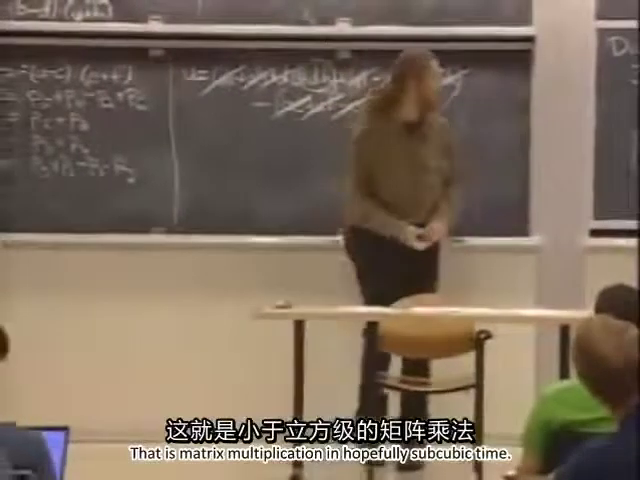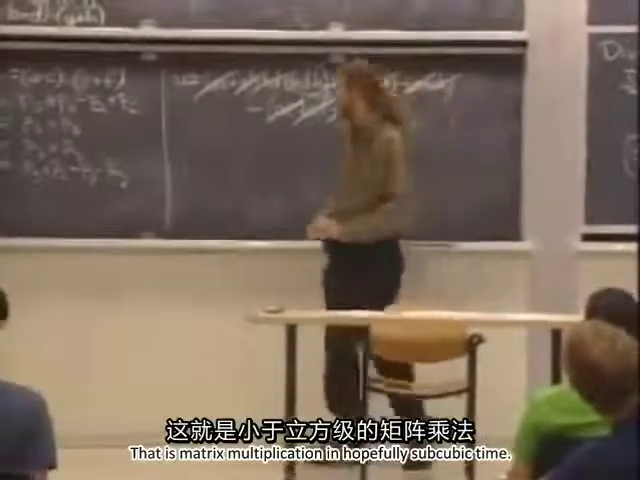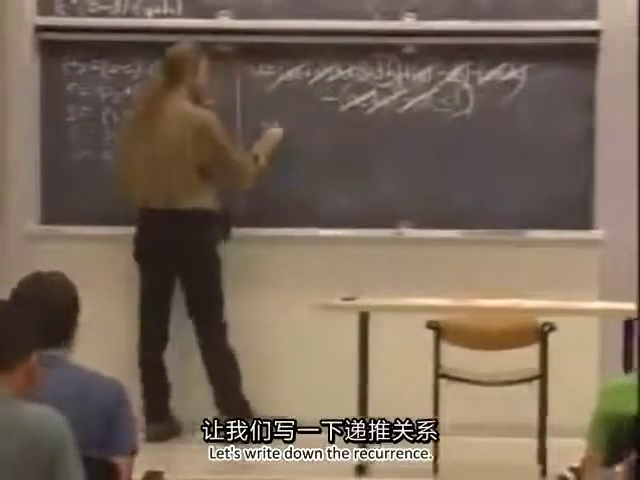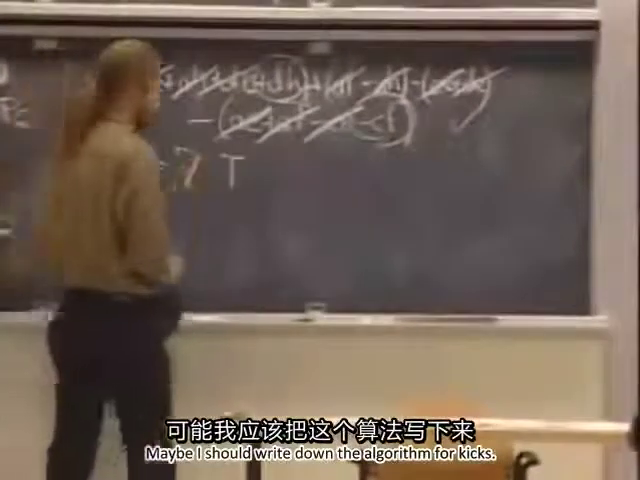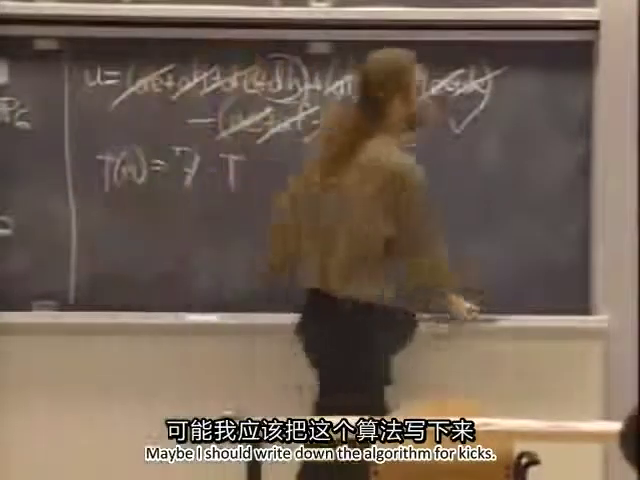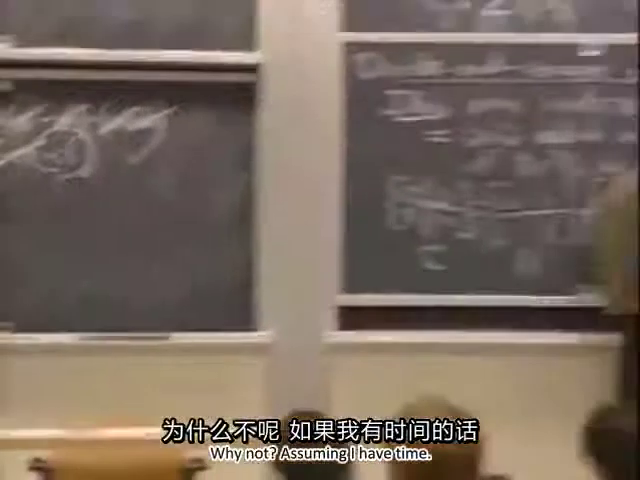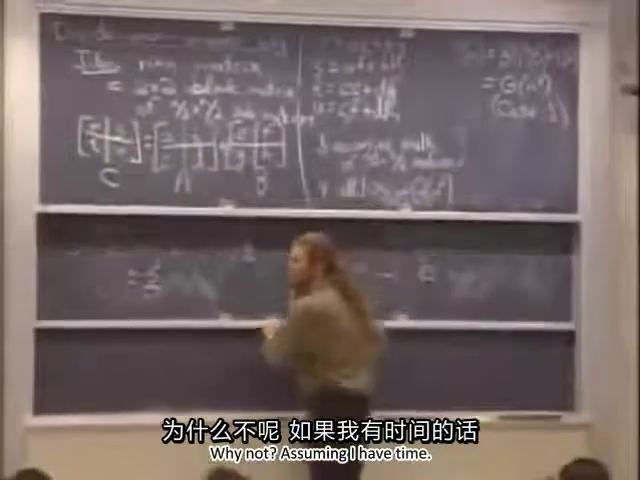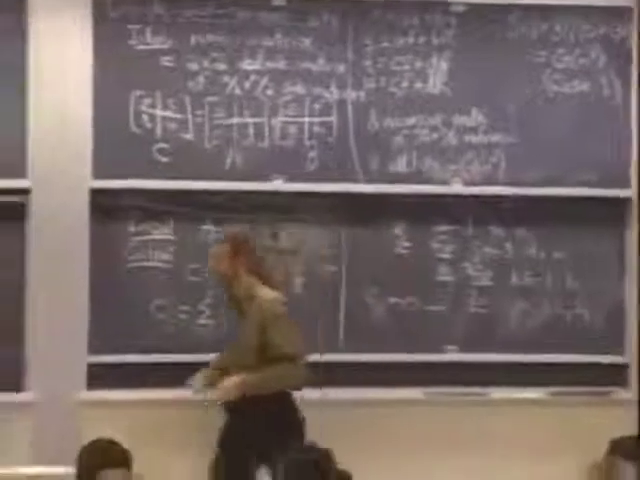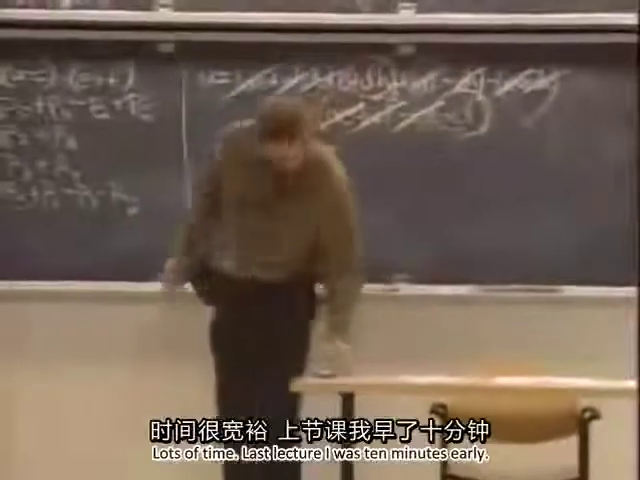That's matrix multiplication. In hopefully subcubic time, let's write down the recurrence. T of n is now 7. Maybe I should write down the algorithm for kicks. Why not? Assuming I have time. Lots of time.